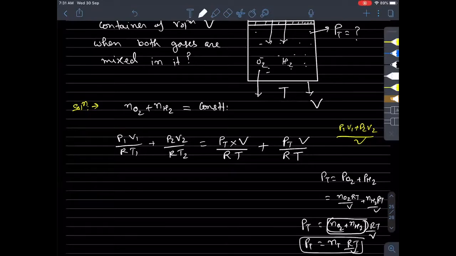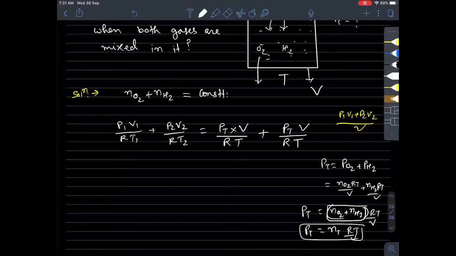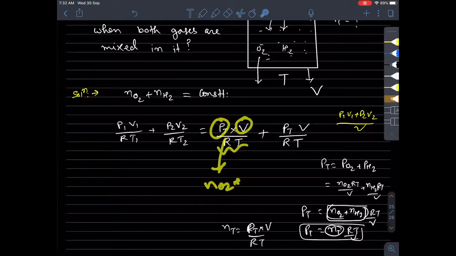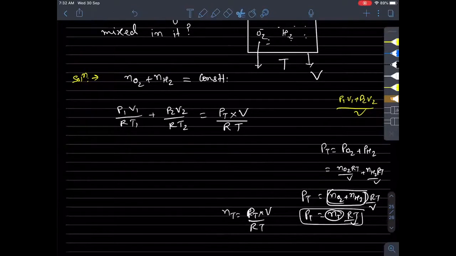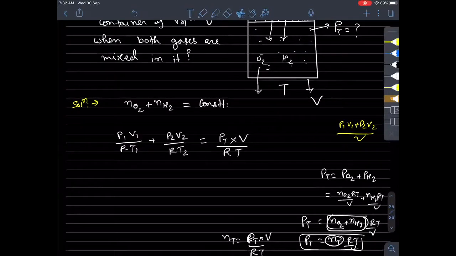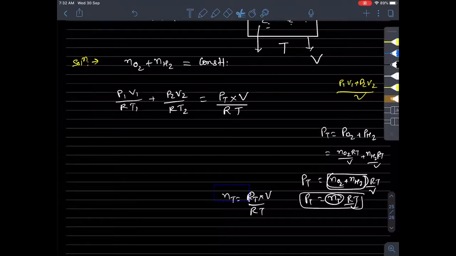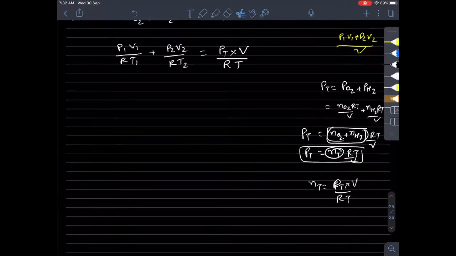So PT, you wrote. That means you are figuring out NT. So total moles will be PT into V divided by RT. So this I wrote twice. That is the biggest mistake. Because the moment I took PT, PT into V divided by RT is basically the sum of moles of O2 and H2. So that's why I'm not supposed to write this a second time, because I'm not taking the individual pressure, right? I'm taking the total pressure.